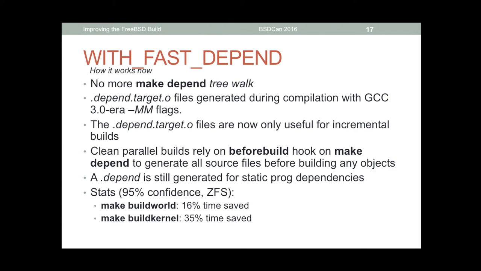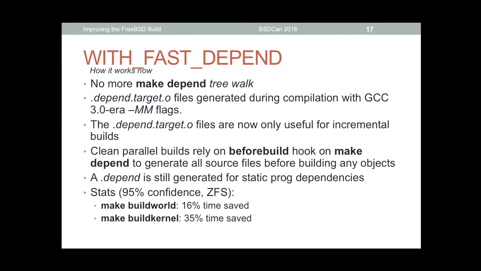So to generate the dependencies in a clean build, internally there's this before build hook that will run the make depend target before it builds anything. And because it's not generating a depend file, all it really does is depend on all the sources. So if a source is generated, it just generates it at that point. And the depend files are still used for static dependencies. There's no other way around that.